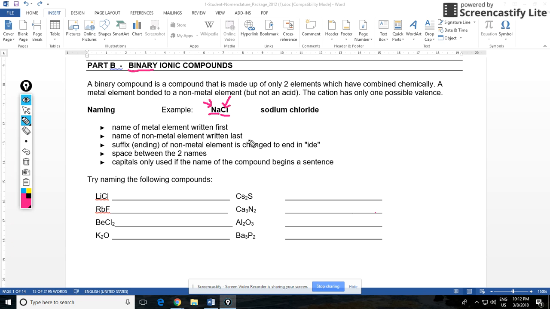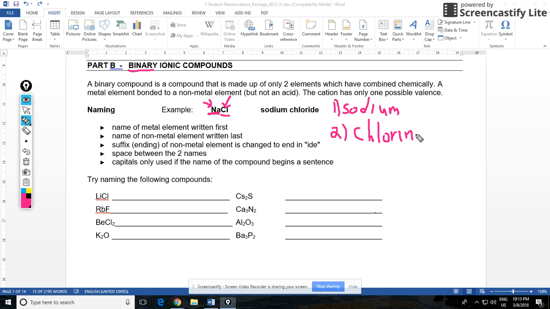When you're given the formula of a binary ionic compound, you have to follow three main rules. The first rule, or the first step, I should say, is to name the metal. So you go look in your periodic table to find Na, and you see that the metal is sodium. So you name it sodium. The second rule is to find the name of your non-metal. Name it chlorine. So Cl is my non-metal, chlorine.